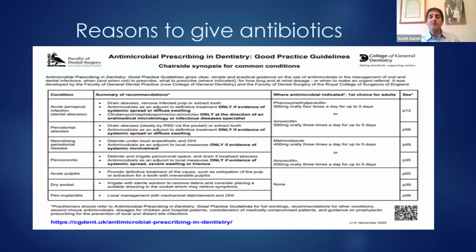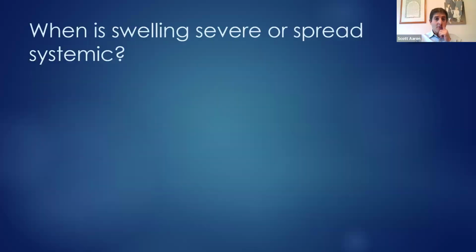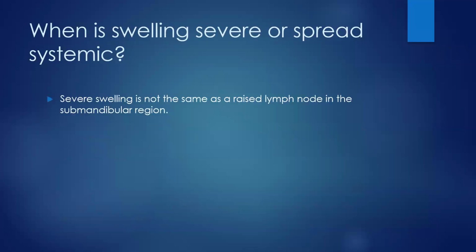So when do we give antibiotics? This is the microbial prescribing tool. You can read this in your own time. It's available from all sorts of places, BDA, the faculty, and whatnot. And again, it mentions phenoxymethylpenicillin, which is a first-line drug. There has to be spreading infection. Okay, so what is severe swelling? What is spreading infection?